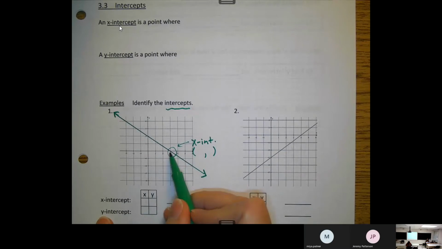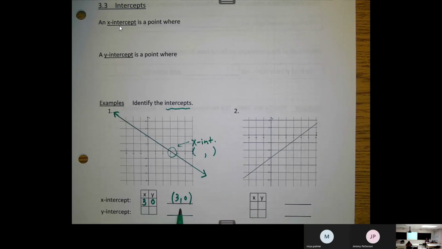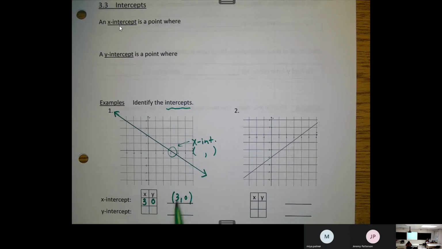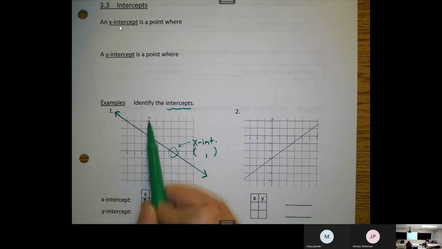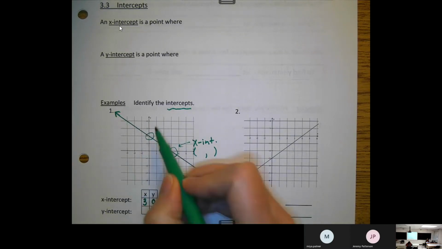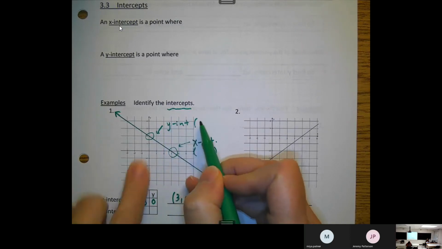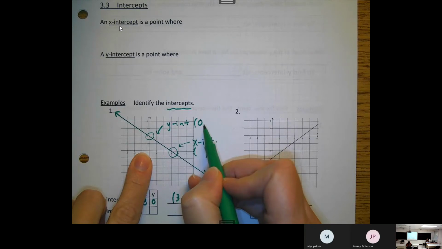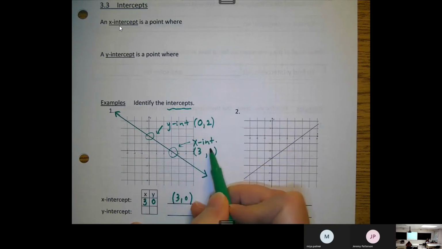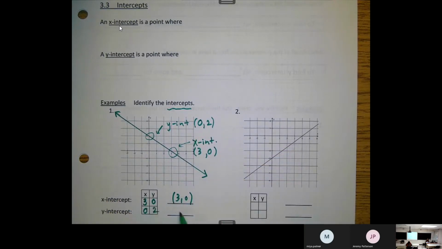Looks like it crosses the x-axis at 3, so 3, 0. Like we saw the other day, we'll see those sometimes as ordered pairs and other times in the chart. A line can also cross the y-axis, so checking out the y-axis and where the line crosses it. What's the y-intercept for this one? 2. So as an ordered pair, that would be 0, 2. Nice.